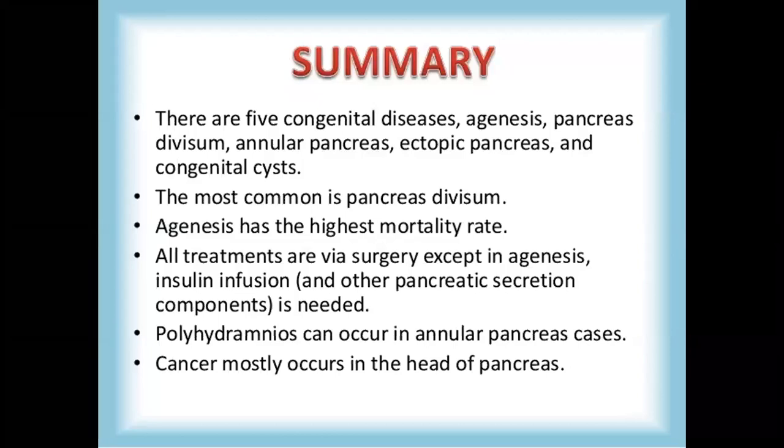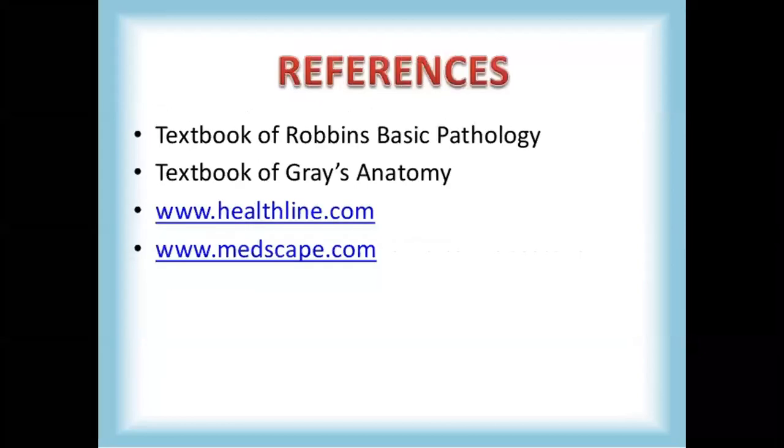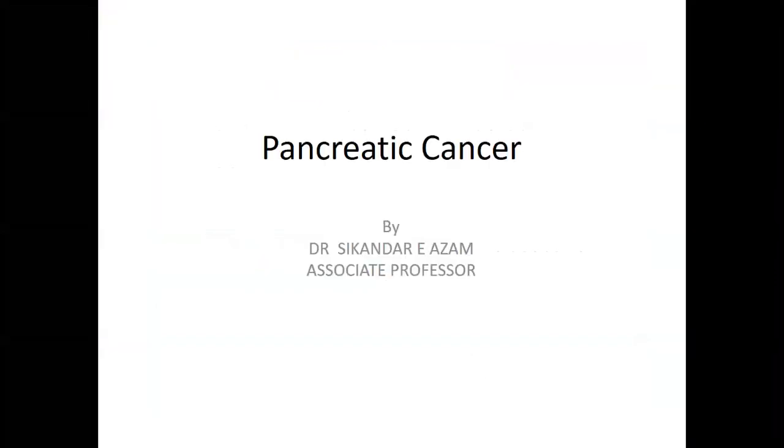Polyhydramnios can occur in annular pancreas. Cancer most commonly occurs in the head of the pancreas. These are the references I have taken from the textbook of Robbins' pathology and the textbook of Gray's anatomy. Now we come to the very important topic, that is pancreatic cancer.